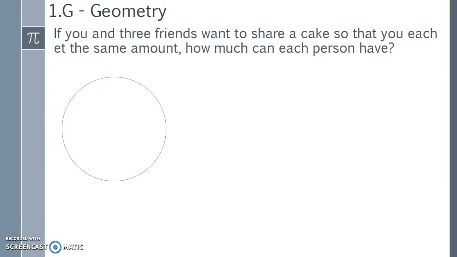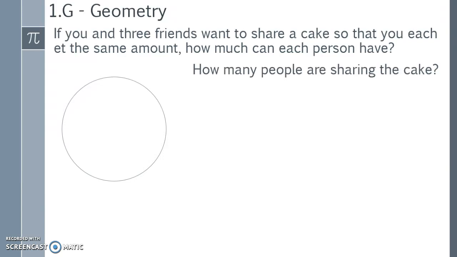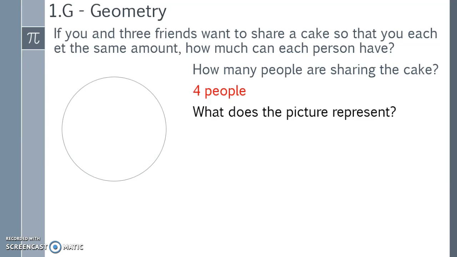If you and three friends want to share a cake so that you each get the same amount, how much can each person have? Well, how many people are sharing the cake? So there's you and three friends. So that would mean there are 4 people sharing the cake. What does our picture represent? Here I have a circle. What does this circle represent? It certainly could represent the cake.